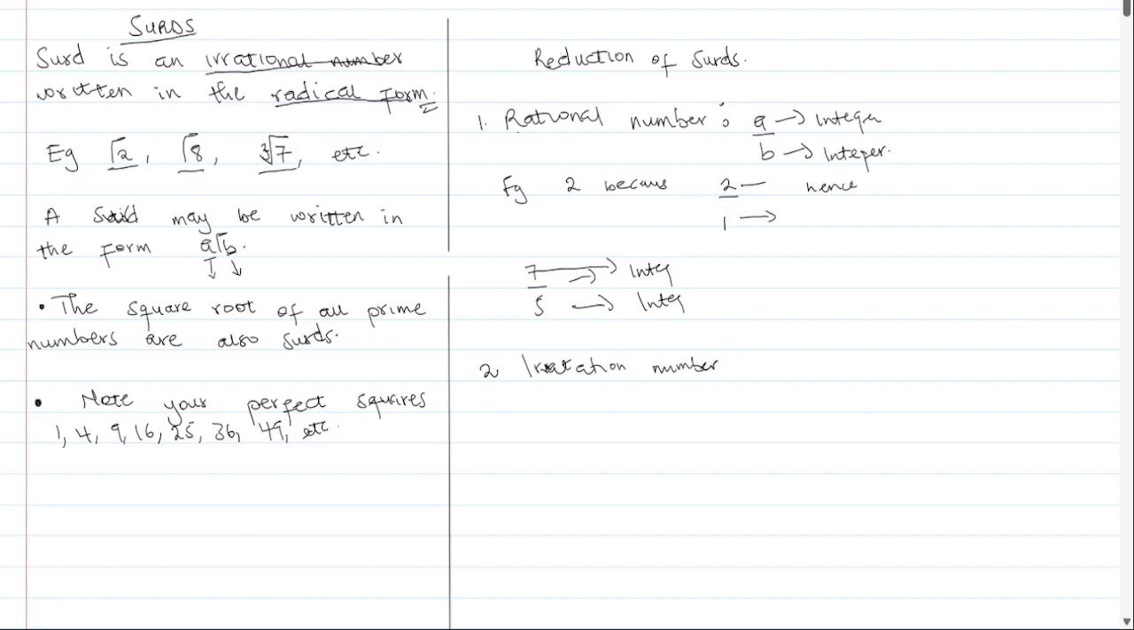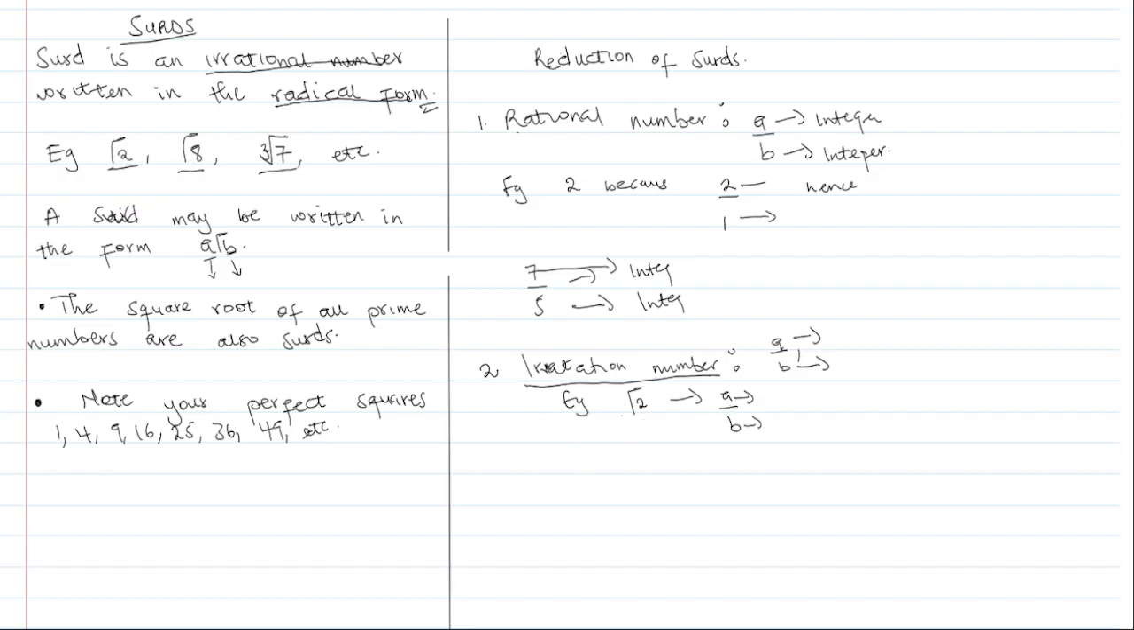An irrational number is a number which cannot be written in the form a over b, where a is an integer and b is also an integer. They are numbers like so. For example, with the square root of 2, there is no way you could represent this in the form a over b, where a is an integer and b is also an integer. Hence, we say it is an irrational number because we cannot represent it in the form a over b.